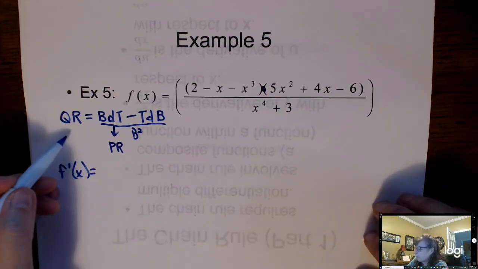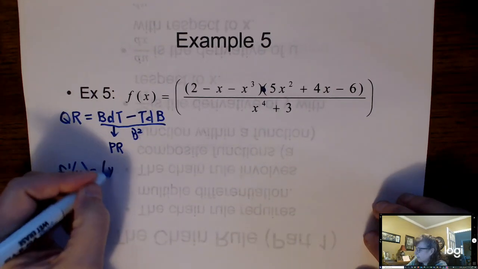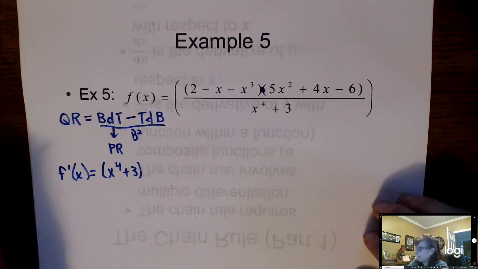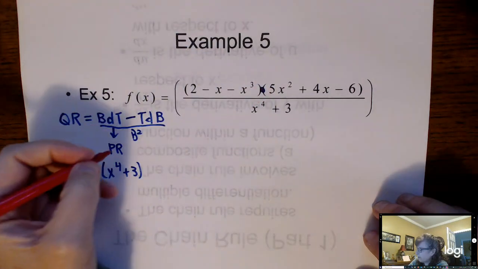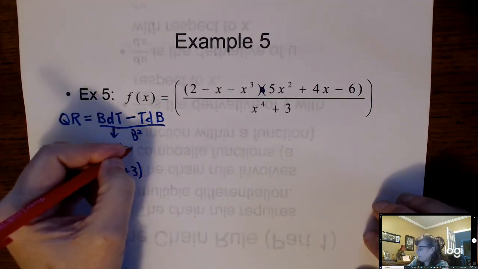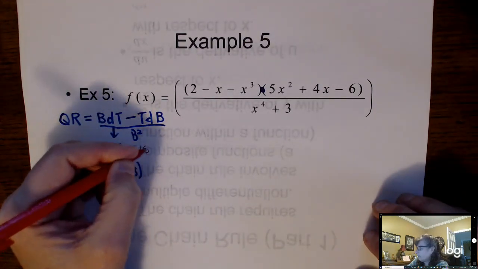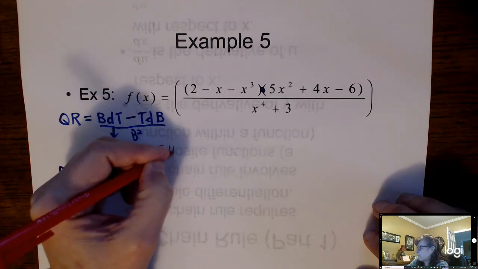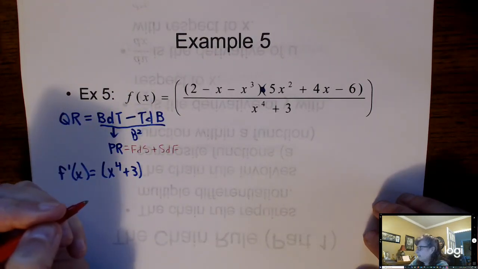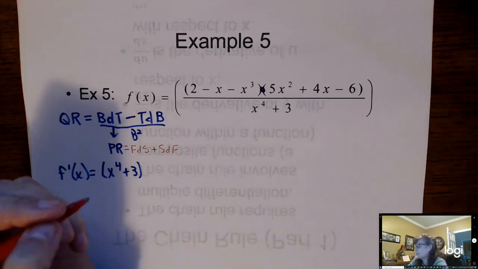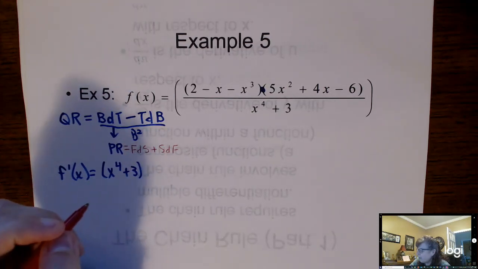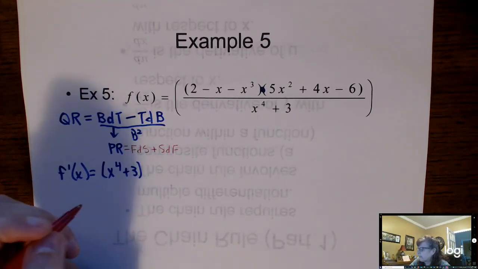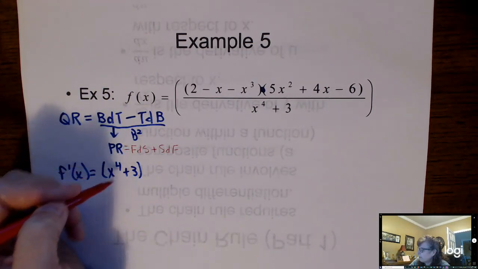So quotient rule is the bottom, which is x to the 4th plus 3. And then here it is, the derivative of the top, which is a product. So the derivative of the top is going to involve the product rule, which is first times the derivative of the second plus the second times the derivative of the first. Now I'm going to do this not quite correctly so I can come back and show you why. So don't panic if you already noticed I'm missing something.